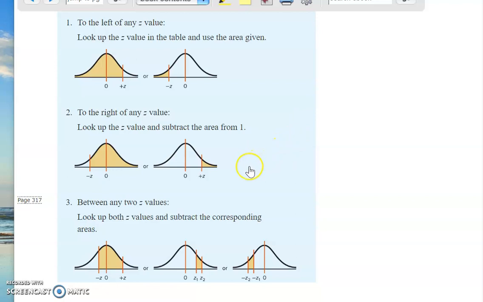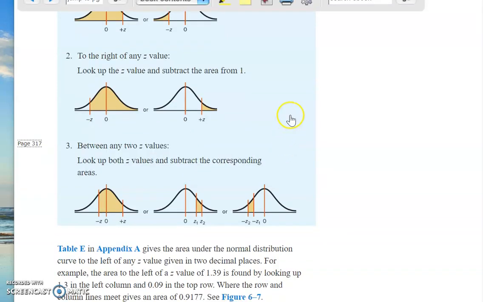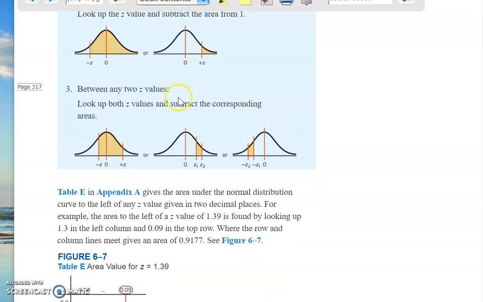So let's just say, I'm going to make this up. Let's say at this point right here, you don't know what the area is to the right, but you know what the area is to the left. Suppose the area to the left is 90%. So there's a 90% chance of it being to the left. Then you say, okay, fine. If there's a 90% chance of being to the left, there must be a 10% chance of being to the right.